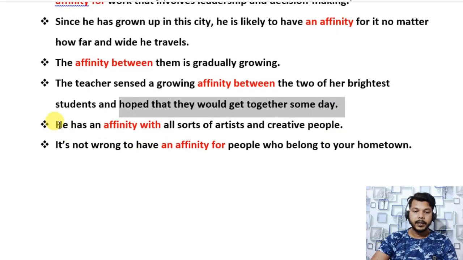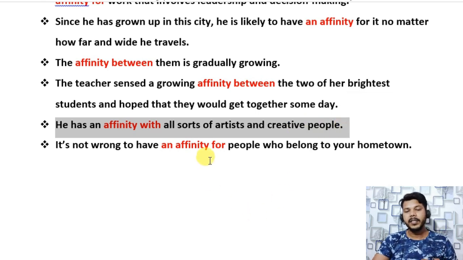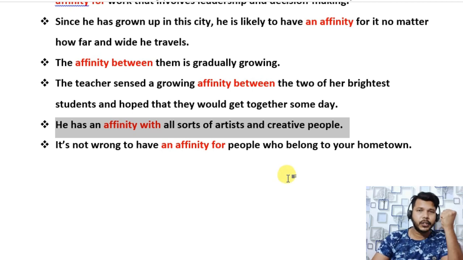He has an affinity with all sorts of artists and creative people. So there is a guy and he has an affinity with all sorts of artists. Any type of artist is there, any type of creative person is there. He has that liking, that attraction for those people.